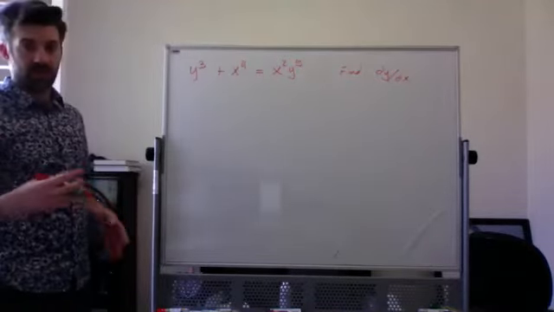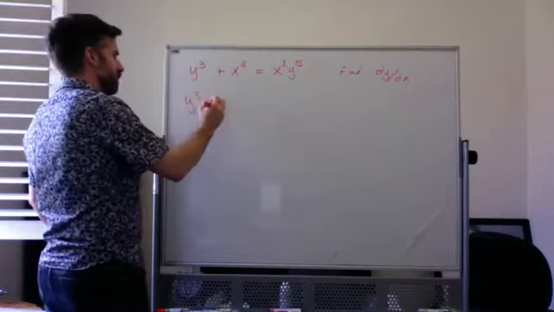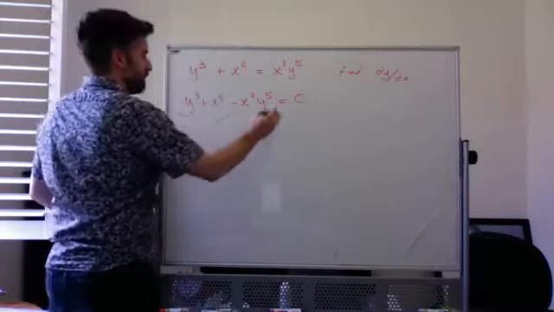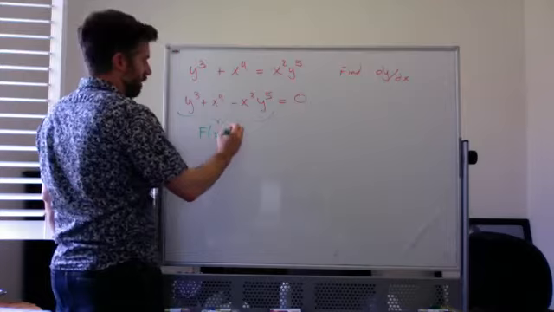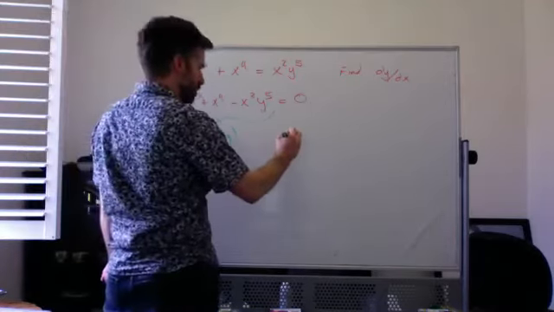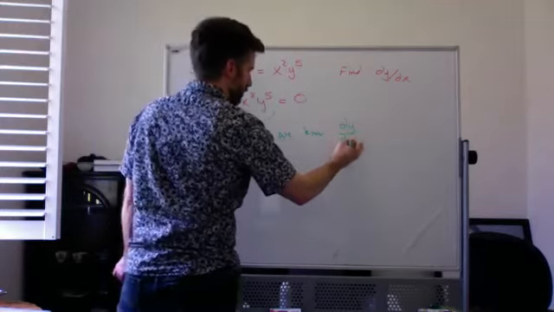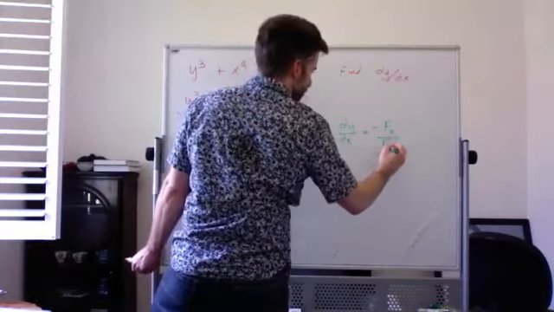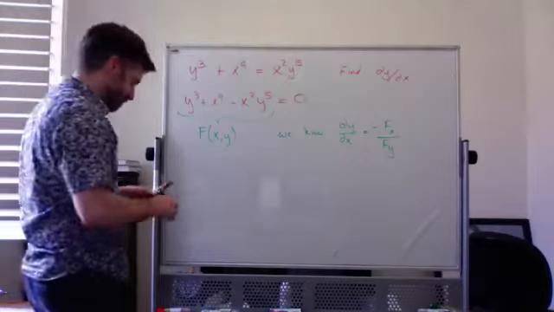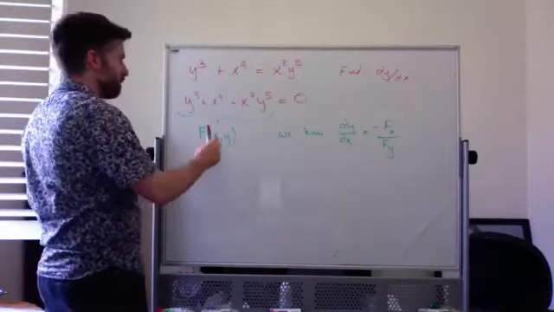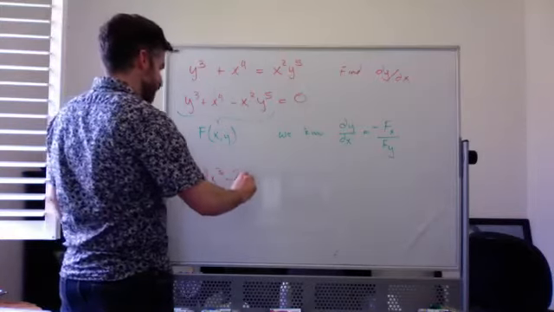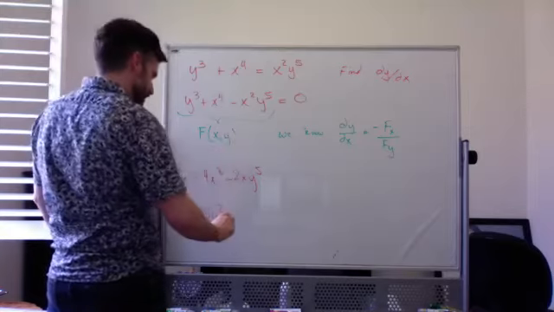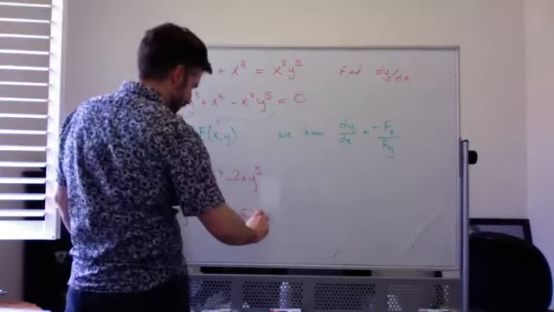Okay, so the first thing we need to do is bring everything to one side. So I've got y cubed plus x to the fourth minus x squared y to the fifth equal to zero. And we're thinking of this left-hand side as our capital F of x, y. Once we've done that, we know that dy/dx is just going to be negative Fx over Fy. And then it's pretty straightforward. Fx is super easy: it's 4x cubed minus 2xy to the fifth. Fy is also not too terrible: it's 3y squared minus 5x squared y to the fourth.